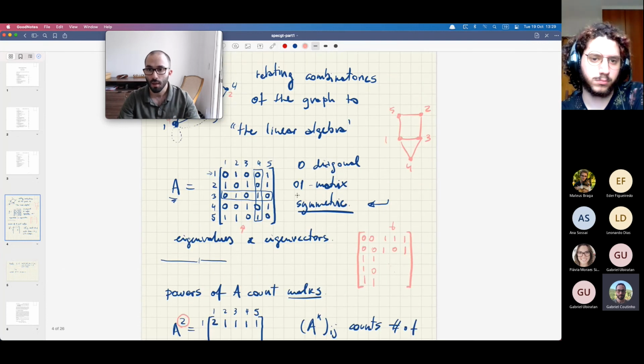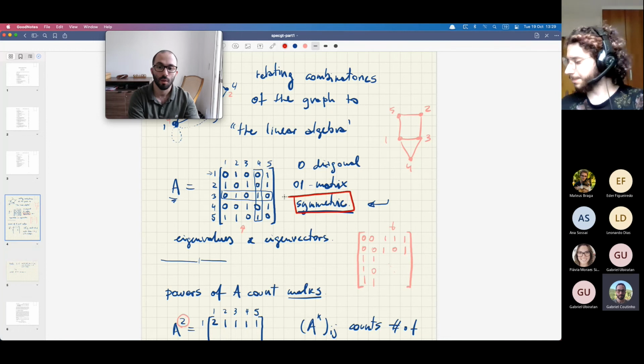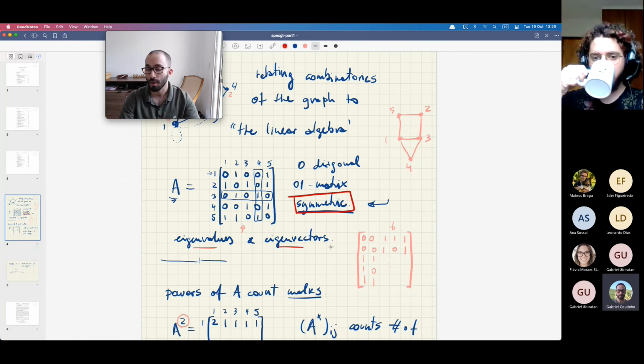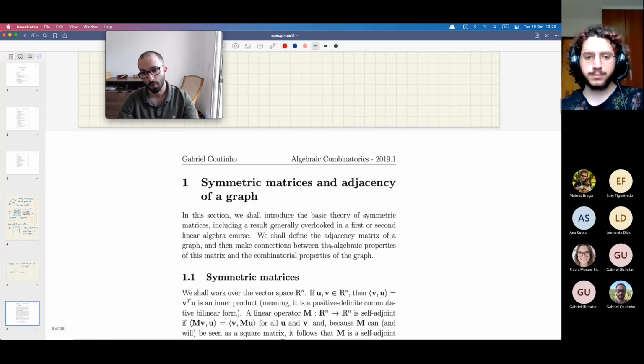But as I said, the main topic today is symmetric matrices. They will be very important to us. We want to know what we can guarantee to be true about the eigenvalues and eigenvectors of symmetric matrices.